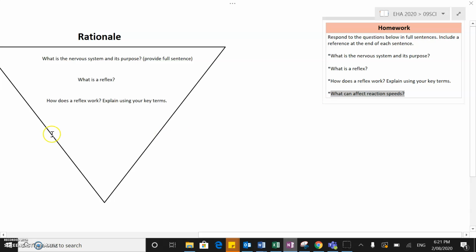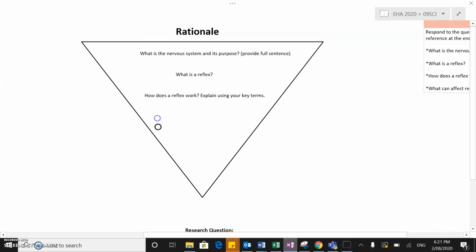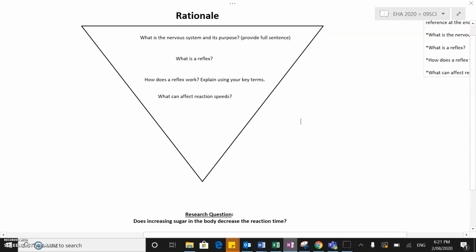We're saying here what really can affect our reflexes. And if you do a little bit of digging, a bit of research, you'll find that there's a whole multitude of variables and different things that can affect reaction speeds. Can you guess what you'll be discussing in particular? You'll be discussing your independent variable, so the thing that you've chosen to change in your investigation.